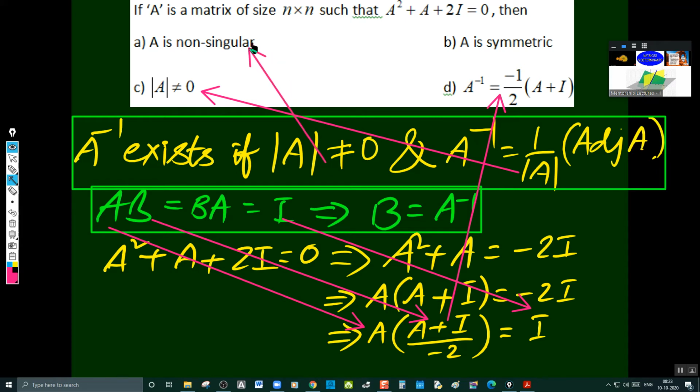So what are the options here? A, C, D. I hope you understand that. If you have any doubt, please ask me.